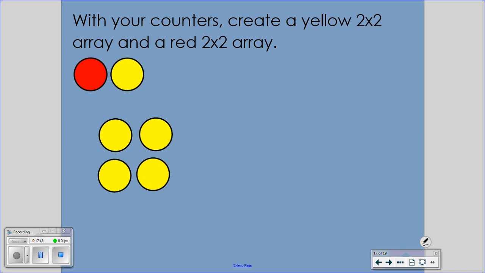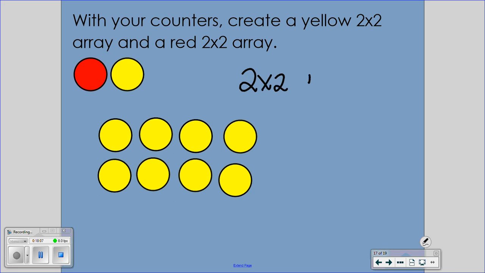Yellow 2x2. And then a red 2x2. So we're turning our red 2x2 into a yellow 2x2, and we smushed it together. So we went from a 2x2 plus a 2x2. What did we make now? What is that array? Dylan, what did we make? What's that array? I mean, what's that equation?